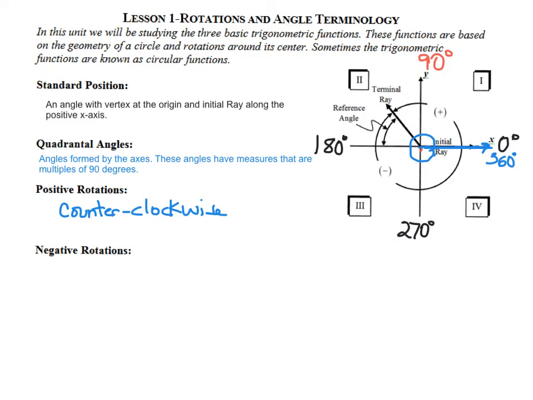If, on the other hand, I go exactly the opposite direction, so starting at the initial ray and this time sweeping around and rotating this direction, then what I'm going to see when I have a clockwise rotation is a negative angle instead. So we're going to practice drawing some of these angles in our examples that follow.